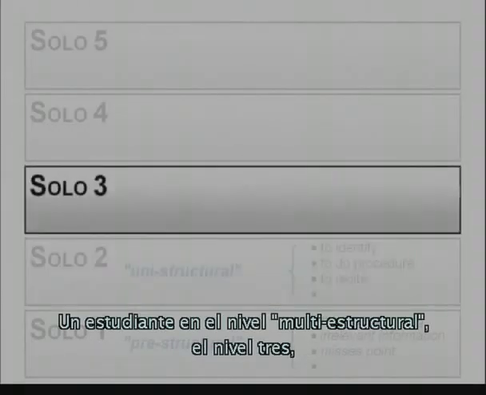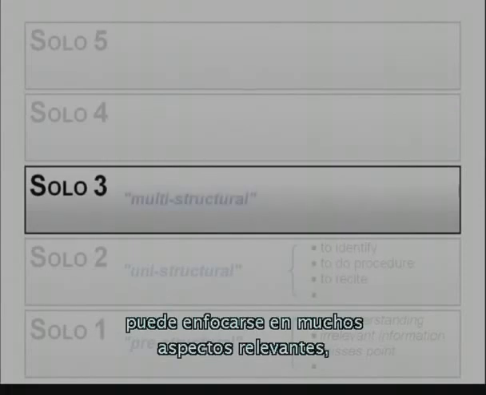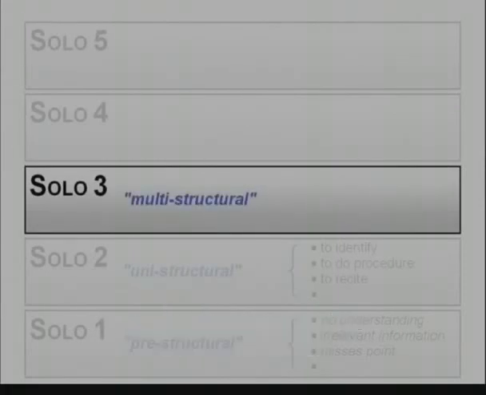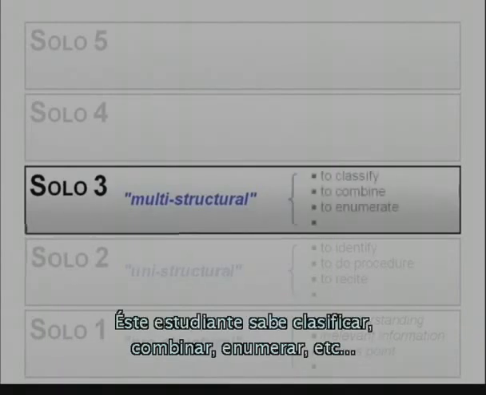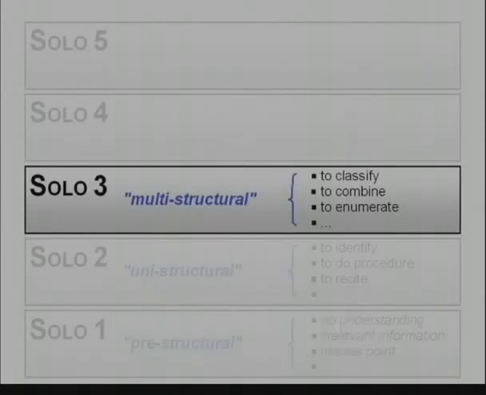A student at the multistructural level, level 3, can focus on several relevant aspects, but they are considered independently. He is able to classify, to combine, to enumerate, and so on.